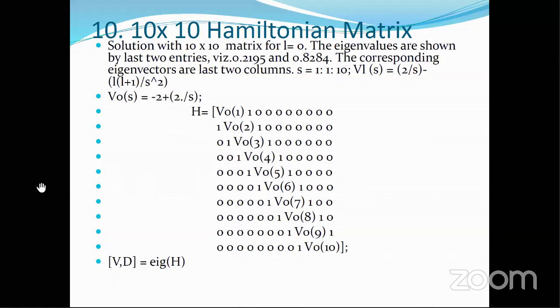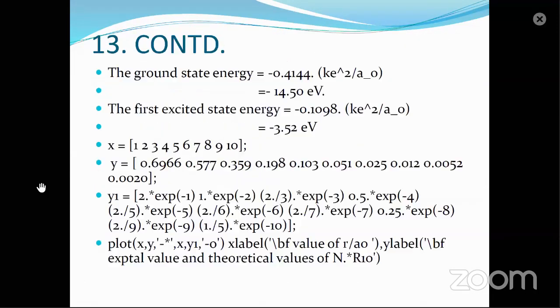So we come to the 13th slide, please. Yes. So now that we have found two admissible energies and the corresponding eigenvectors, the last two columns which I had indicated, you have your x as s, which is 1, 2, 3, 4, 5 up to 10 because you have taken 10 grids. And y and y1 are the entries in the last two columns.